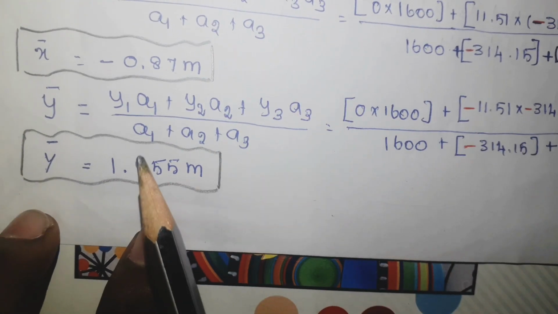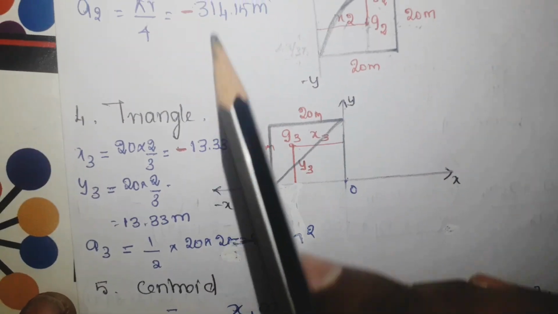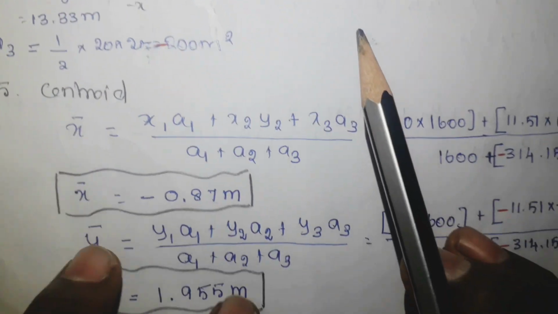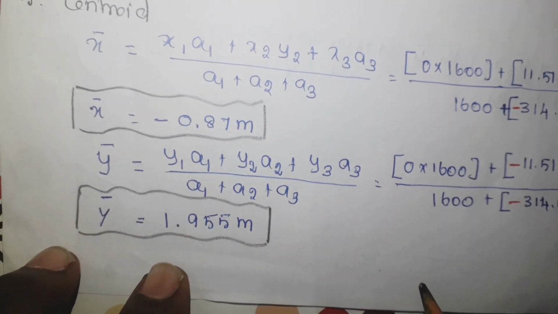Similarly, substitute the values of y1 and A1 according to the previous steps. Don't touch the formula. If you calculate, you will get the answer as 1.955 meter.